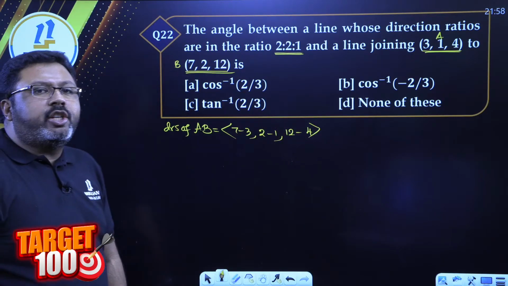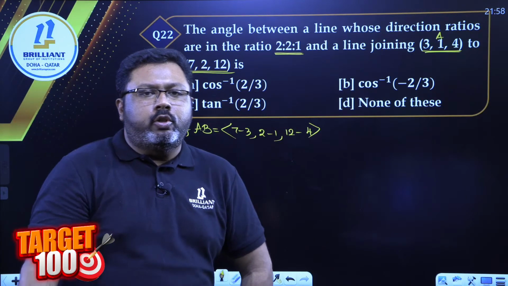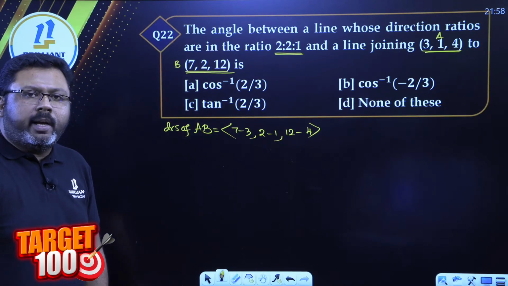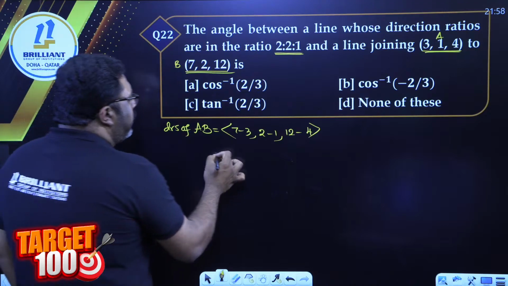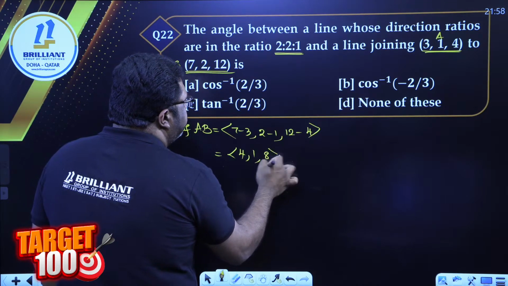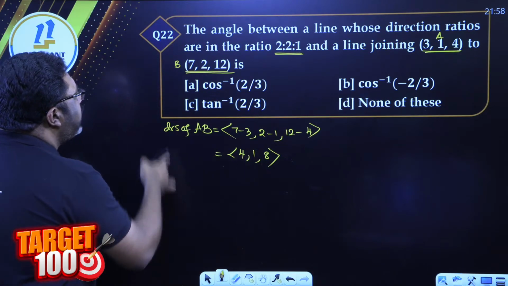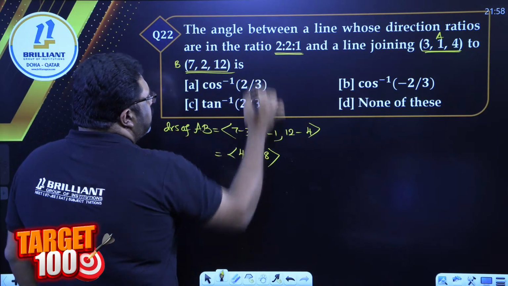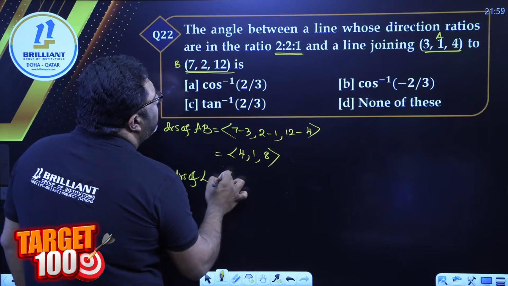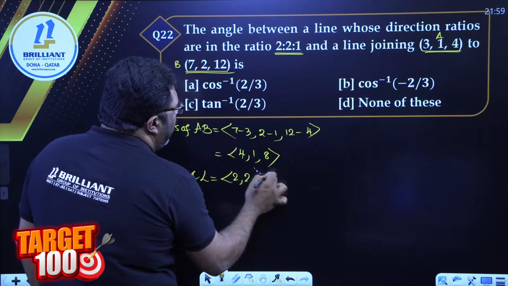How do you find the direction ratios of a line joining 2 points? Simply subtract x2 minus x1, y2 minus y1, z2 minus z1. So you get 4, 1 and 8. Now what are the direction ratios given to you? The direction ratio of the second line is given to us, 2, 2 and 1.